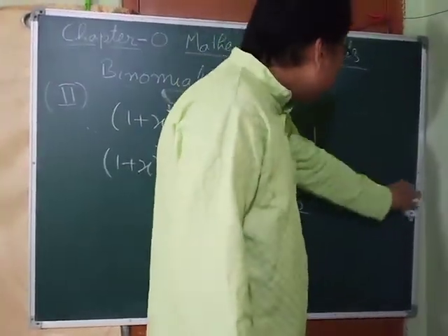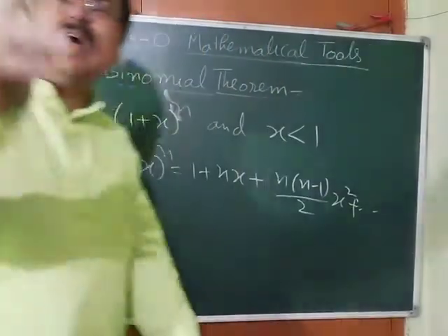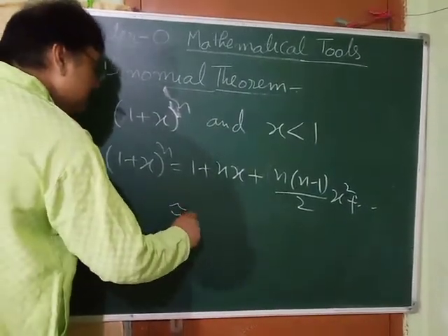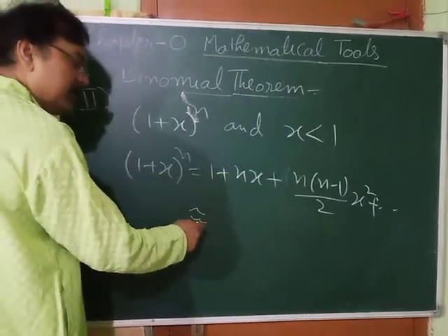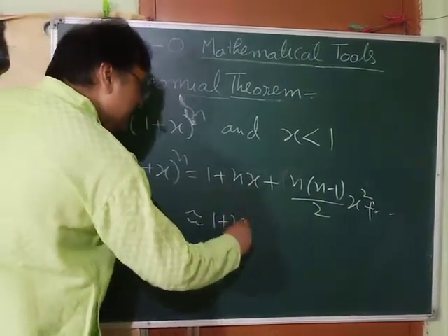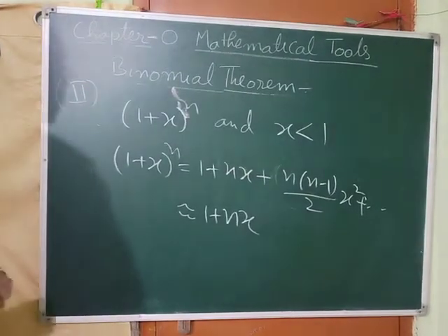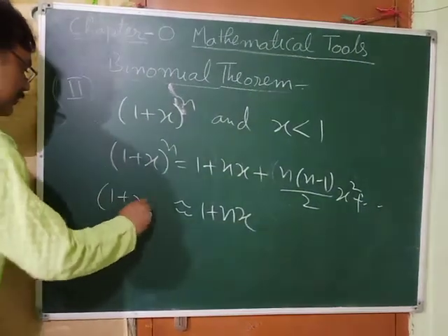So we can neglect the terms having higher powers of x. So what we used to do, we approximately write, this is the sign for approximately equal to, 1 plus nx. Okay, getting my point? This approximation we use in physics very often.